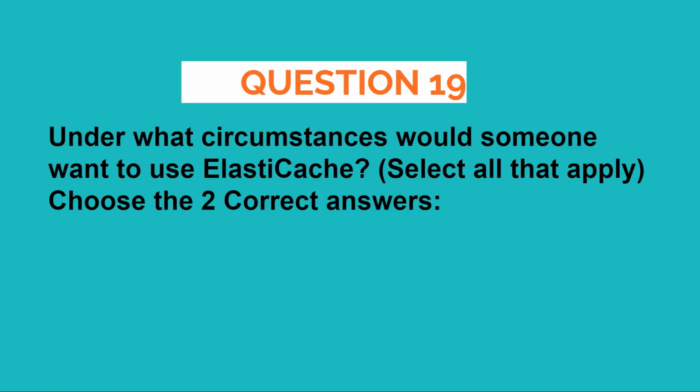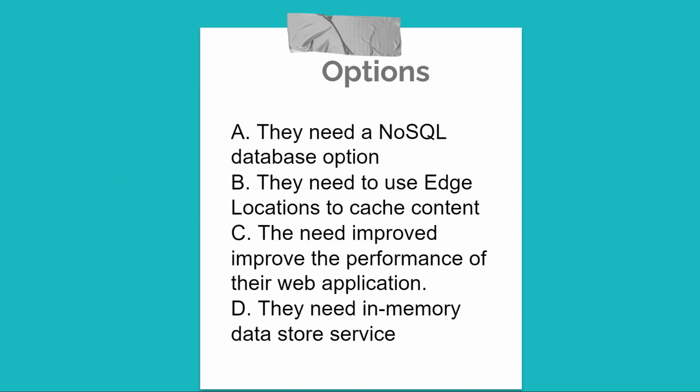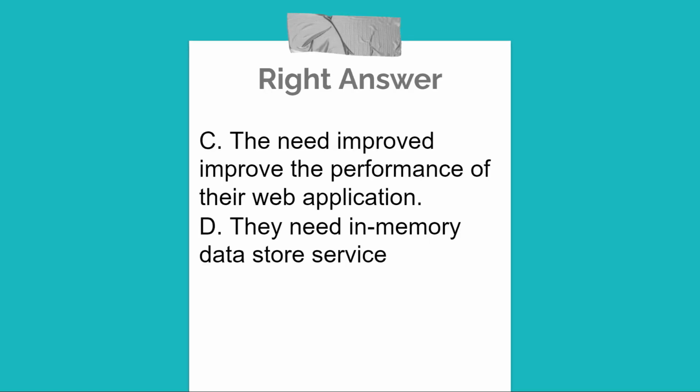Question: Under what circumstances would someone want to use ElastiCache? Select all that apply. Choose the 2 correct answers. Option: A. They need a NoSQL database option. B. They need to use edge locations to cache content. C. They need to improve the performance of their web application. D. They need an in-memory data store service. Right answer is C. They need to improve the performance of their web application. D. They need an in-memory data store service.